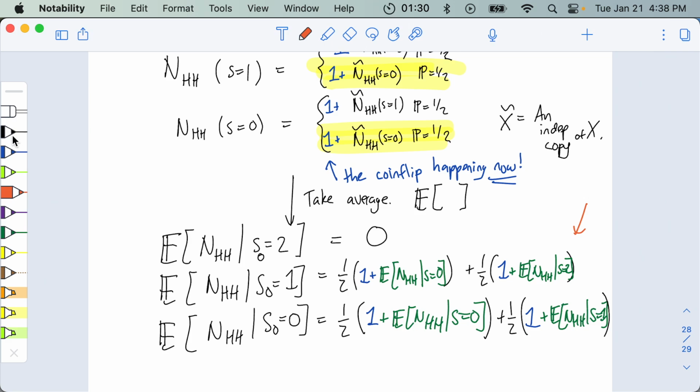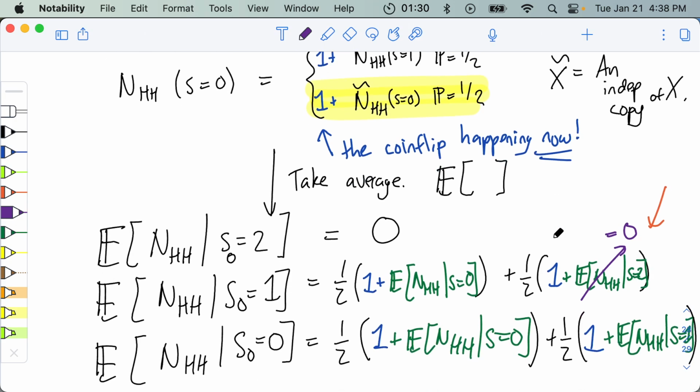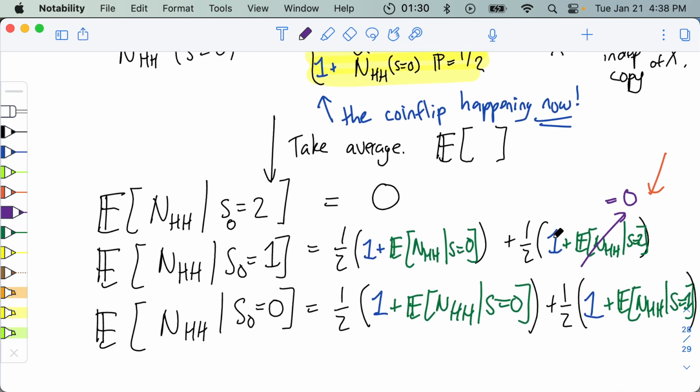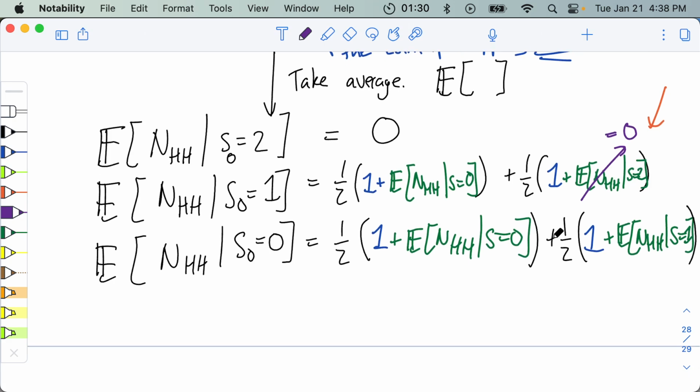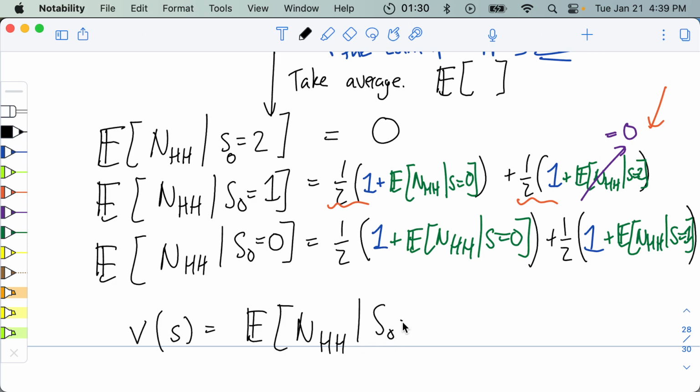So let's do it. The first thing I'm going to do is simplify this one. This one is 0, right? If you go to state 2, you're done. So that's a 0, and we can rehash these equations and simplify them a bit. There's a half over here, and another half over here. It's quite annoying to write all these things out all the time, so why don't we give it a name? Let's call it V of S. That'll be the expected value of n heads given S0 equals S.